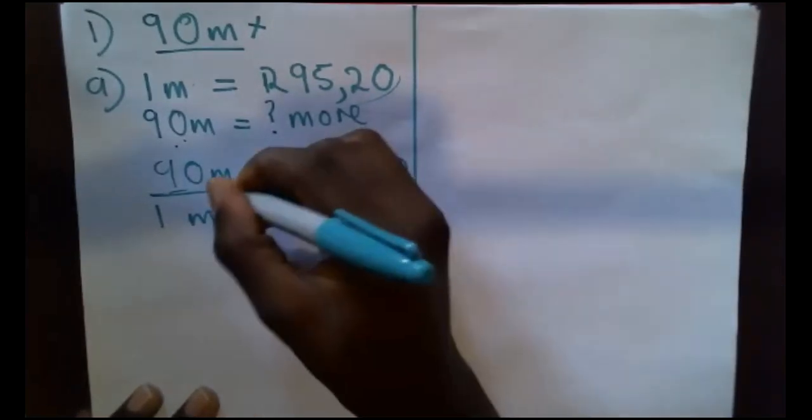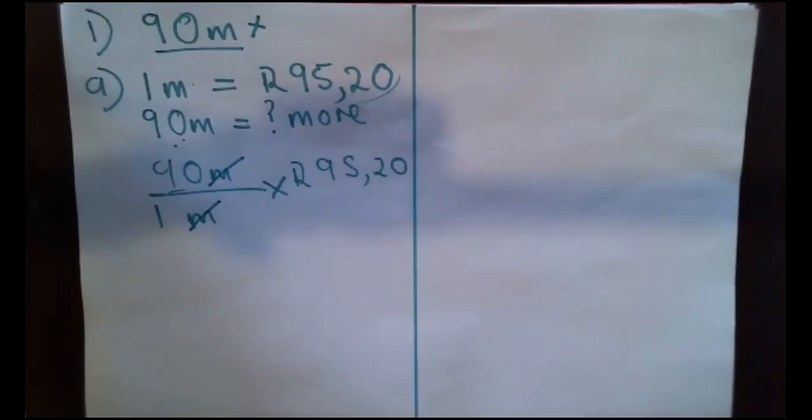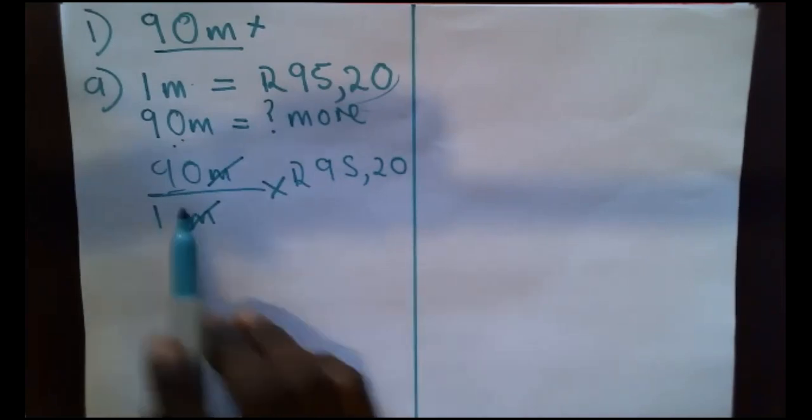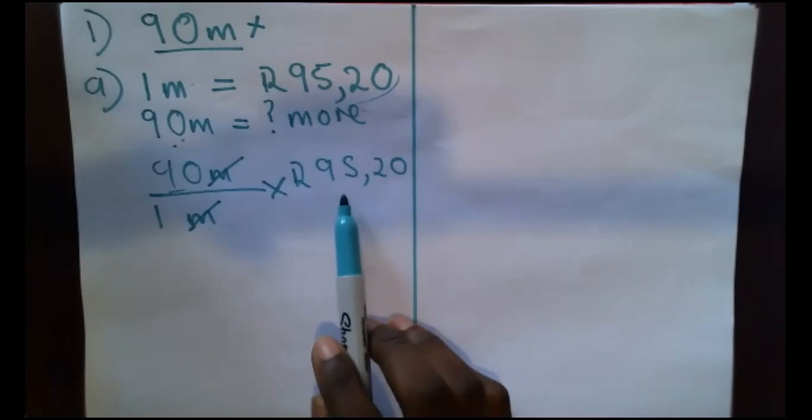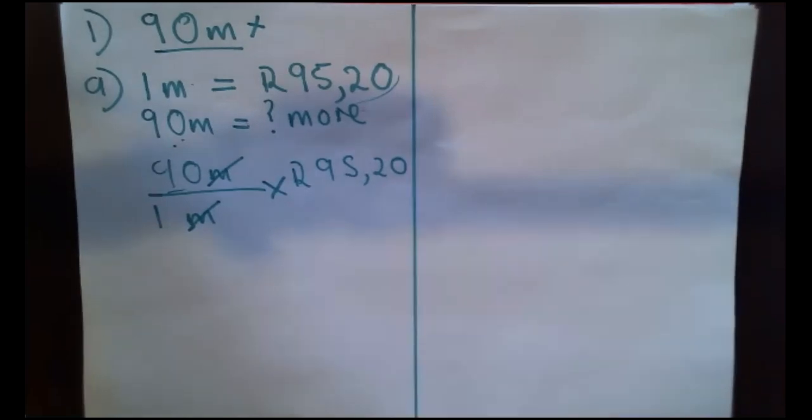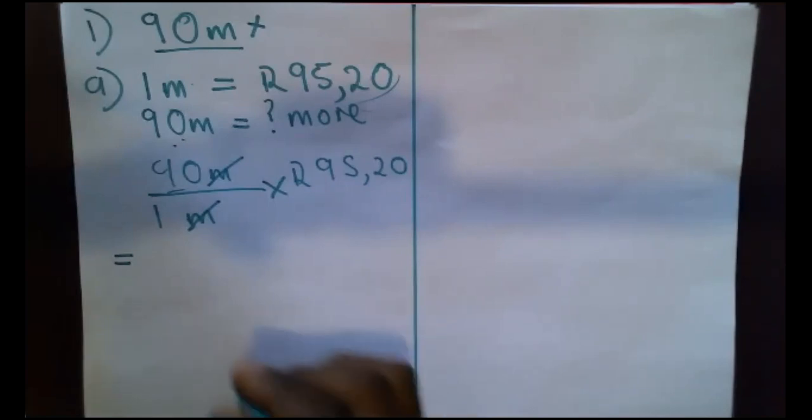Meters and meters cancel out. So we are left with what? 90 over 1, which will give us 90. Because 1 into 1 is 1, 1 into 90 is 90. So we are left with this now. So we now think 90 times 95.20. You need your calculators, guys. You need your calculators for this exercise. So we are saying 90 times 95.2.